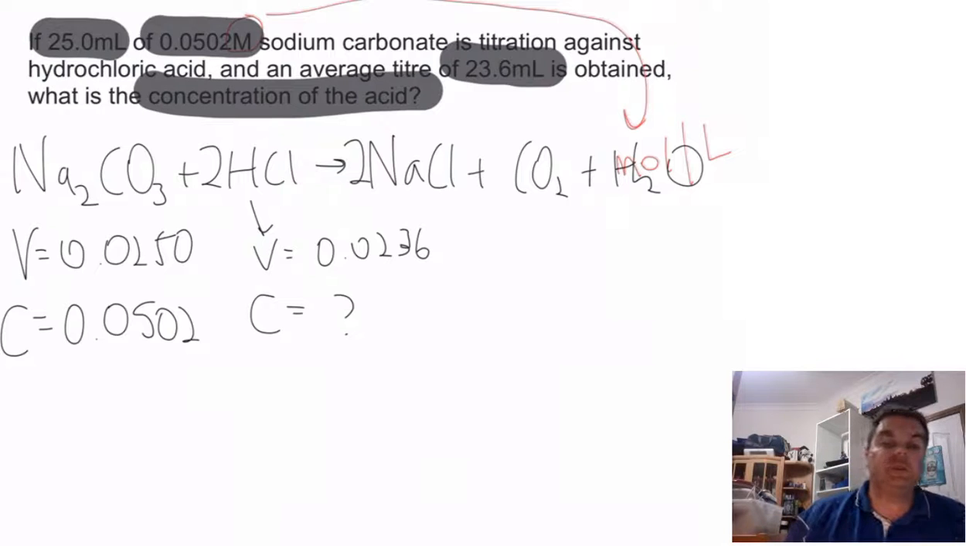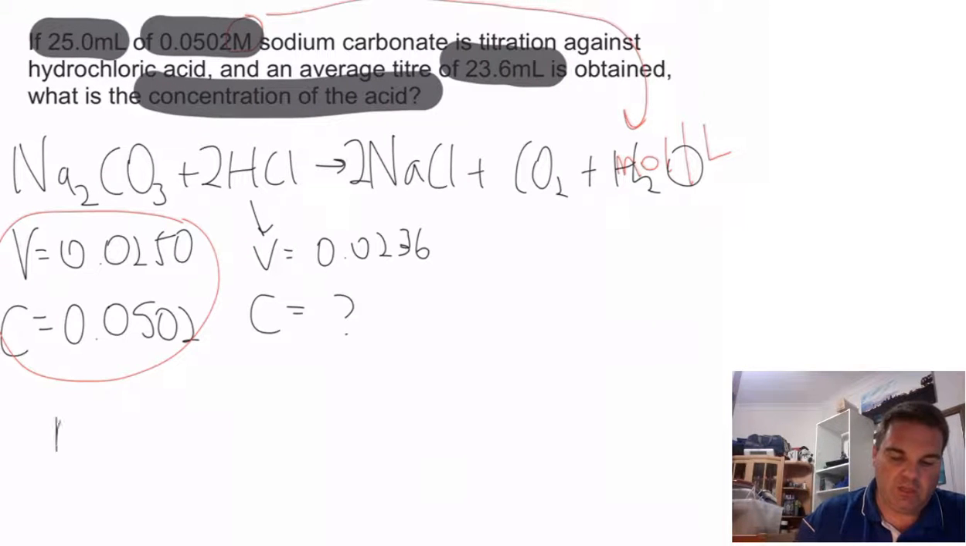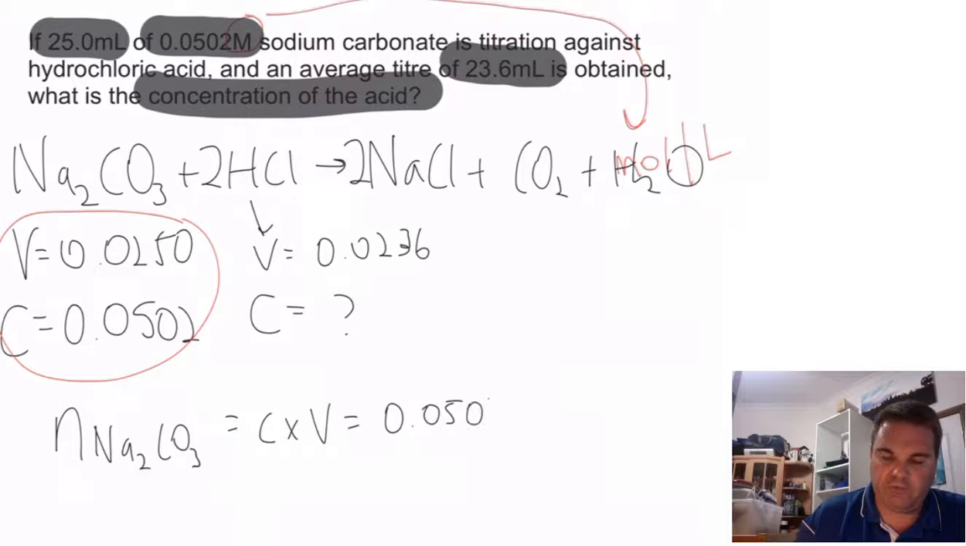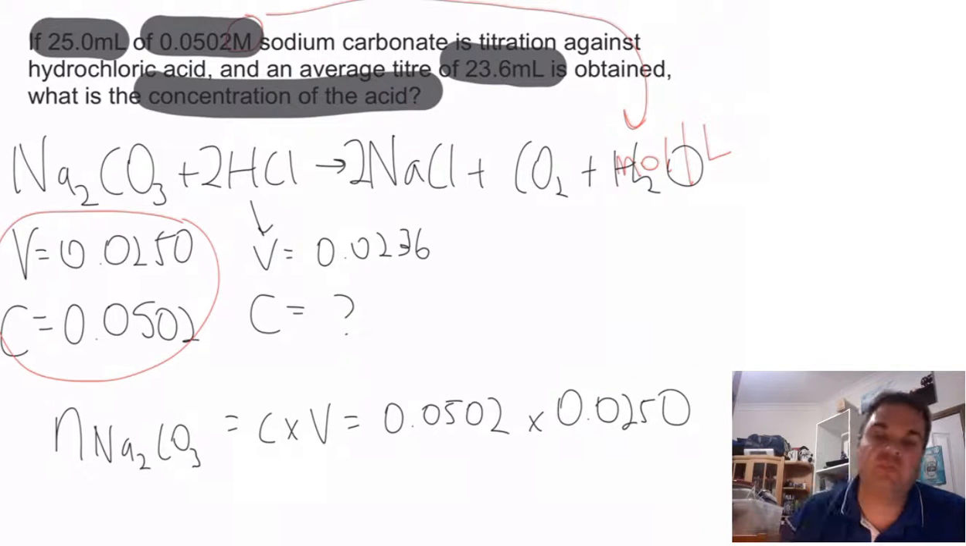Okay, so next step is to calculate the number of moles of our known. The known is the one we've got two values for here, which is the sodium carbonate. So our number of moles of sodium carbonate is C times V, which is 0.0502 times 0.0250. If we're doing this in the exam, we'd calculate this answer, and we'd probably give it to 3 significant figures. We're not going to calculate it now because we're just going to keep going to the concentration of the acid.